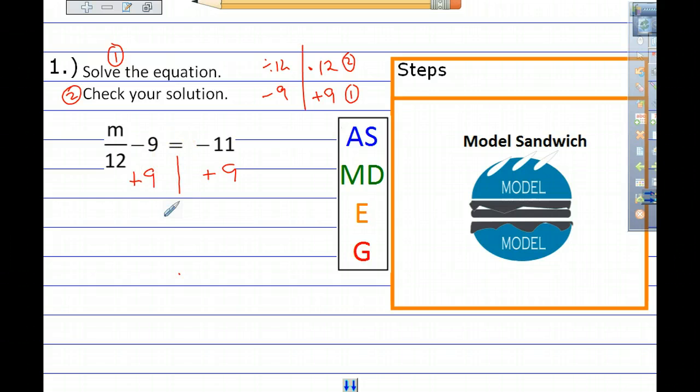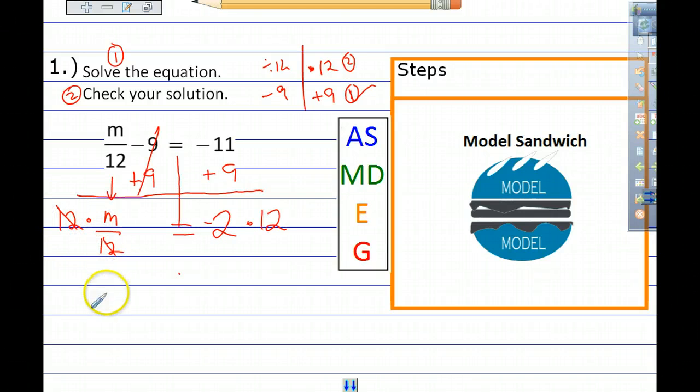I also like to put a line right down the middle. This equals 0. I'm going to bring down the m over 12 directly down. Not move it over here, directly down. That's going to equal negative 11 plus 9, which is negative 2. So step 1 is done. Step 2 tells me what to do. I'm going to multiply by 12 on both sides. Go over here, multiply by 12 on both sides.